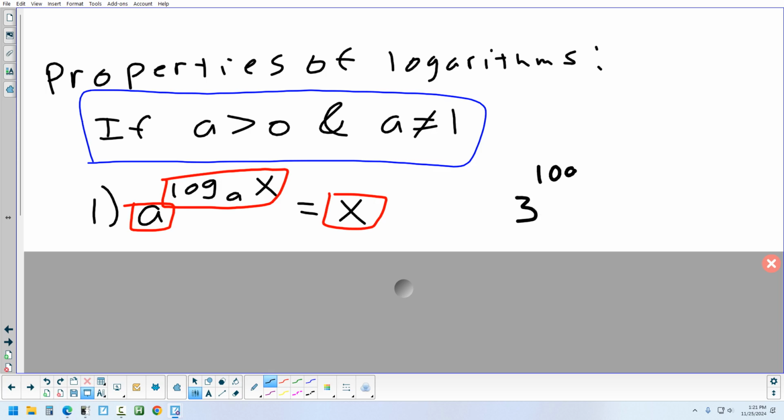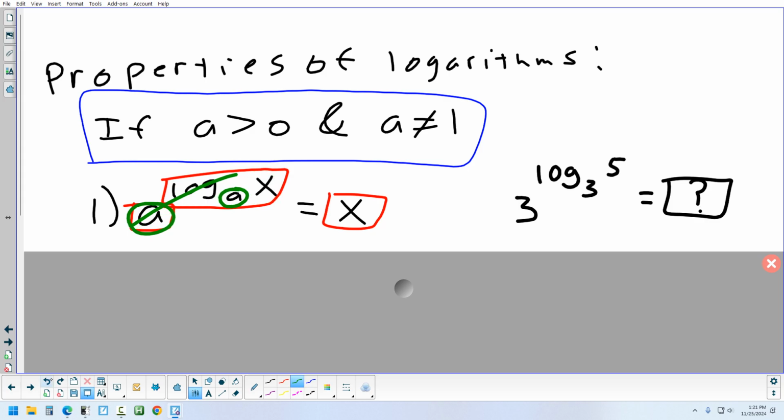3 to the log base 3 of 5. When you have a problem like that, and this number matches that number, because they match, these basically just cancel out. And the only thing you're left with is whatever is right there, which becomes your final answer. That equals 5.